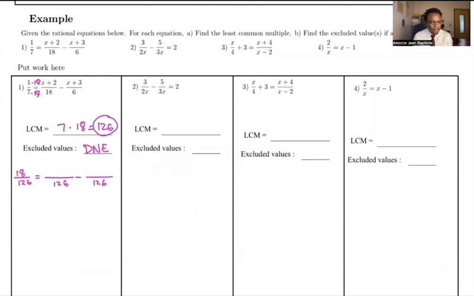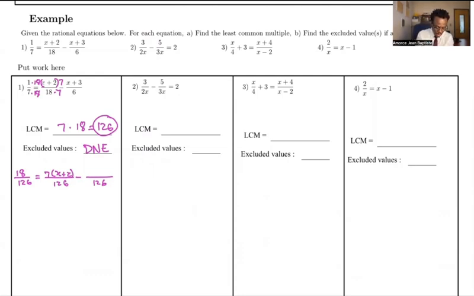And then what happens to the second fraction on the other side of the equation? We had 18. Now we want to have 126. So we would need to multiply the top by 7, and same thing here. That's how we get the 126. So that'd be 7 times x plus 2. And we will do the same thing for the second fraction.